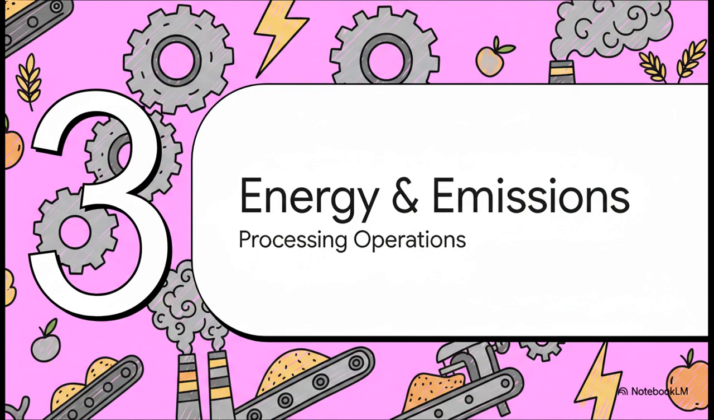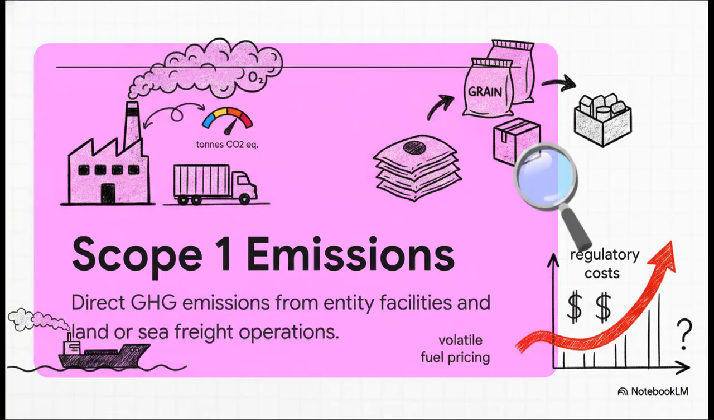Okay, Section 3, processing, energy, and emissions. Once those raw crops are harvested, they head straight into the intensely energy-heavy world of milling and processing. Turning raw grain into something shelf-stable in your pantry takes vast amounts of power. Because of this, companies are mandated to rigorously track their gross global Scope 1 emissions.